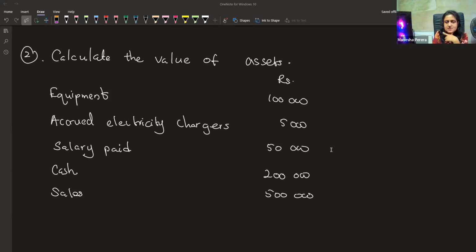Yes. What's your answer? I'll read to you the items. Sorry. Many items ටික ඔන්න මම කියනවා ඔයාලට. Equipment. What do you mean by equipment? I'll tell later. Accrued electricity charges. Accrued නෙමෙයි. Accrued electricity charges. Salary paid. Cash sales.